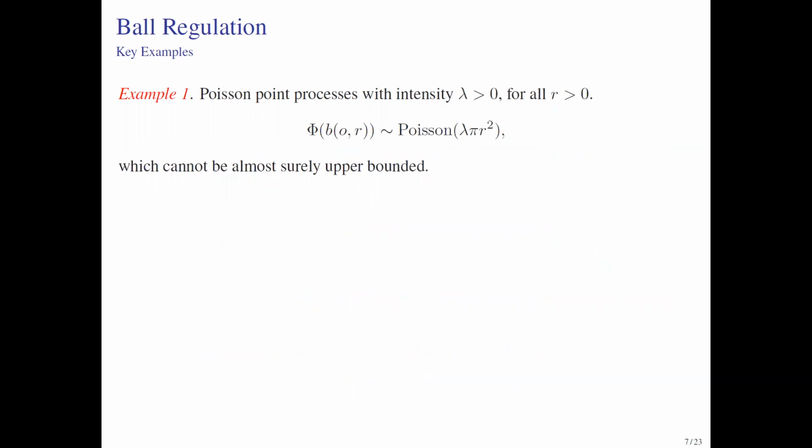Now I will give one counter example to ball regulation and one example of ball regulation. So the counter example is the Poisson point process, which is widely used in modeling spatial aspects of wireless networks. It is known that the number of points in a ball of radius r is proportional. The mean is proportional to the size, and it is Poisson distributed, so it cannot be almost surely upper bounded or lower bounded. So it is not ball regulated.